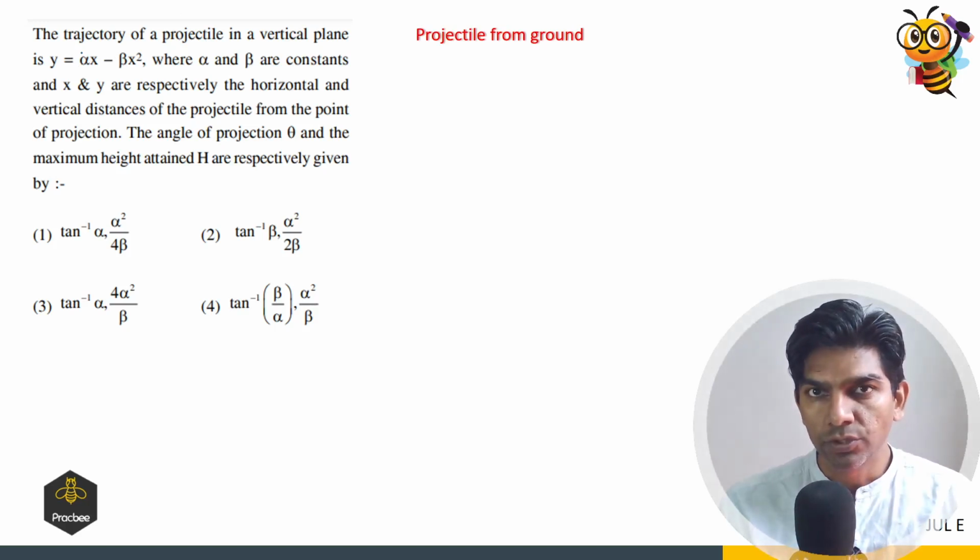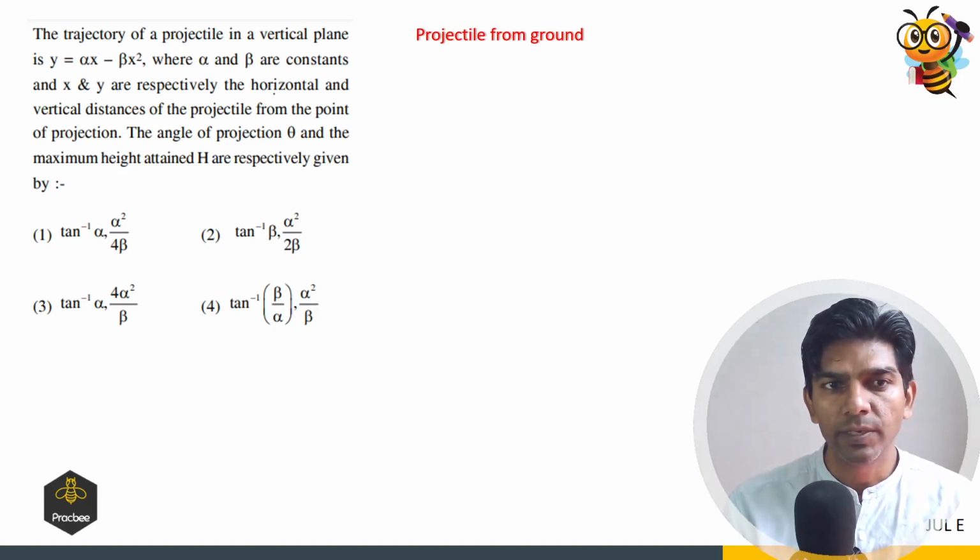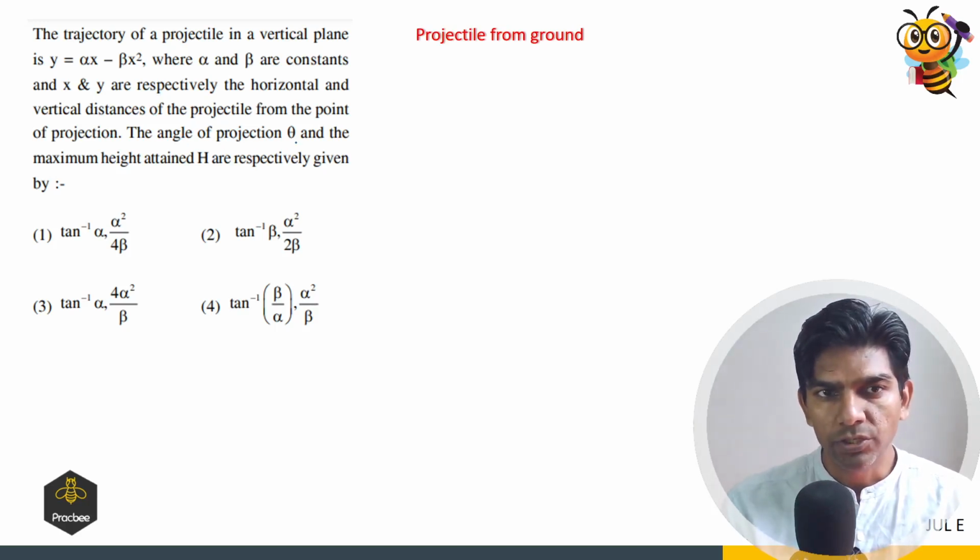Now let us see the next question based on the same problem type. The trajectory of the projectile in a vertical plane is given as y equals alpha x minus beta x square, where alpha and beta are constants, and x and y are respectively the horizontal and the vertical distances of the projectile from the point of projection. The angle of projection theta and the maximum height attained are respectively given as.